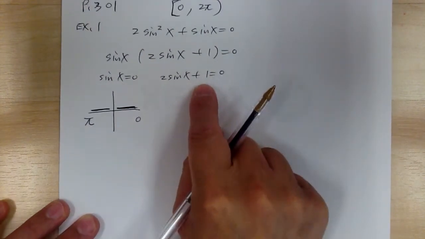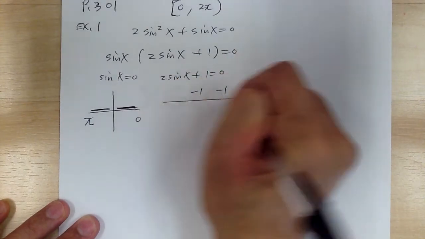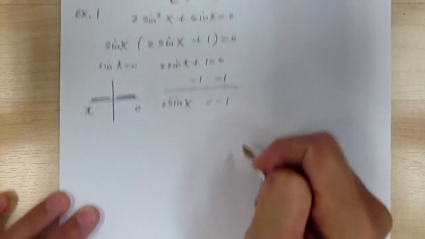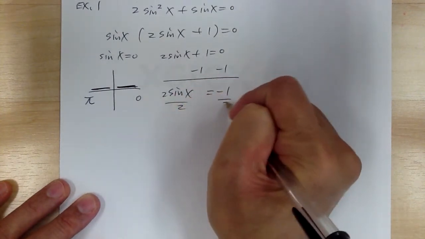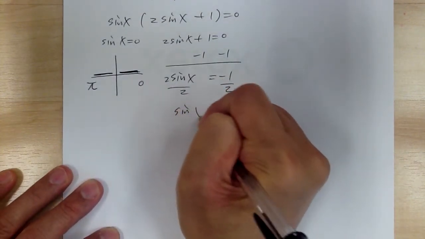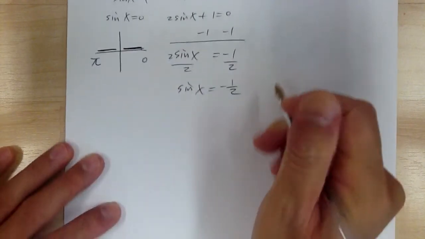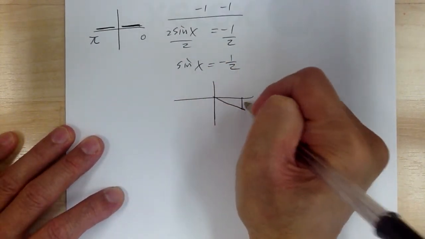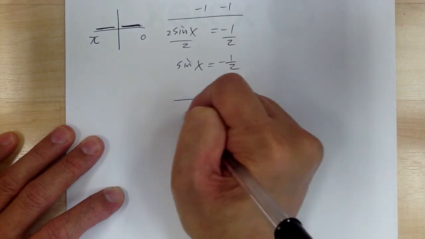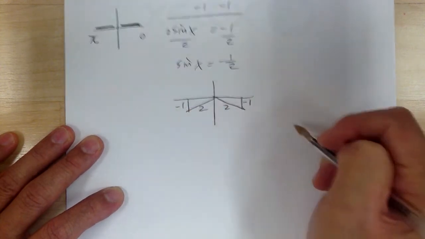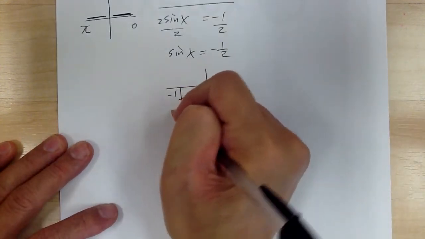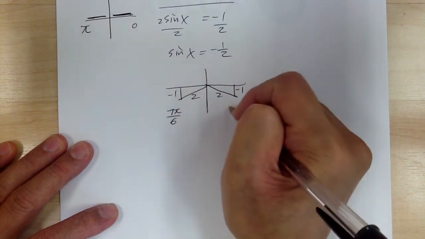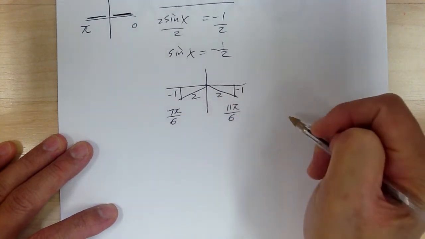Now let's solve this one. You subtract 1 on both sides, so you got 2 sine x equal to negative 1. Then you divide by 2, divide by 2. So you got sine x equal to negative 1/2. So you draw your triangle. Negative 1/2, right? So this one is going to be 7 pi over 6, and this would be 11 pi over 6.